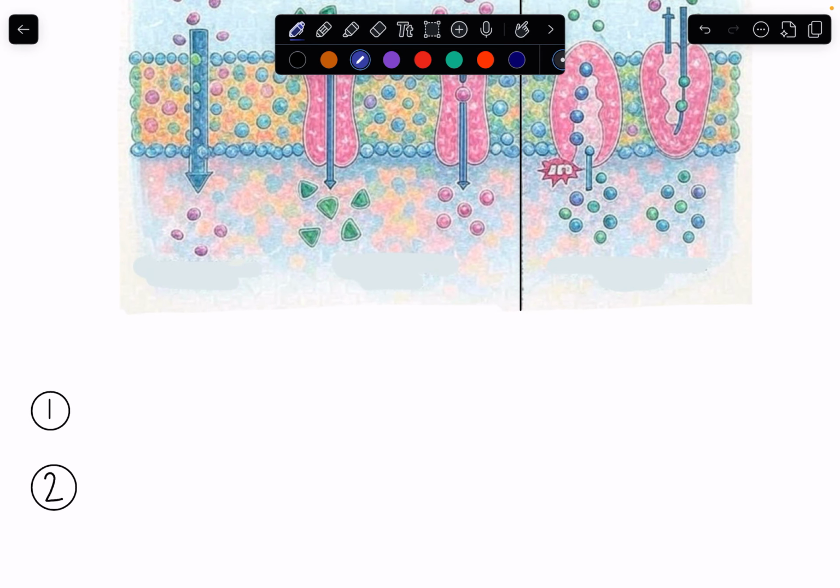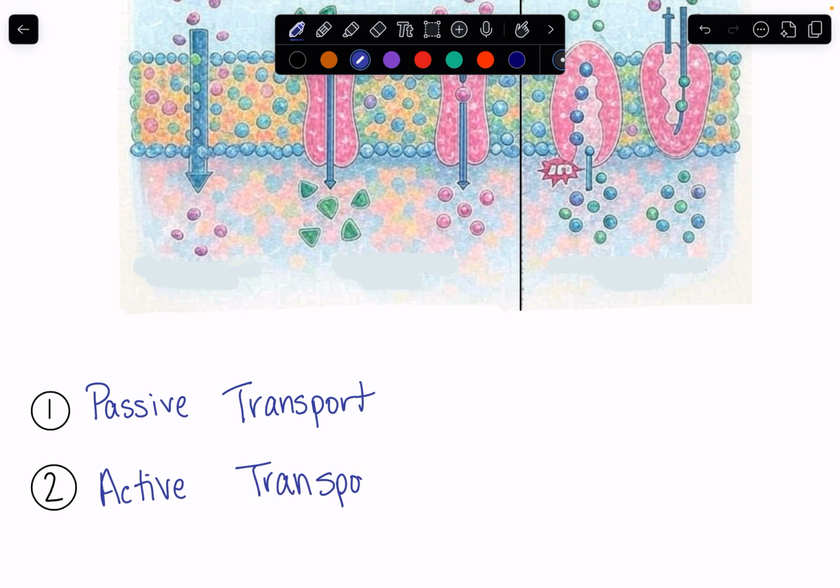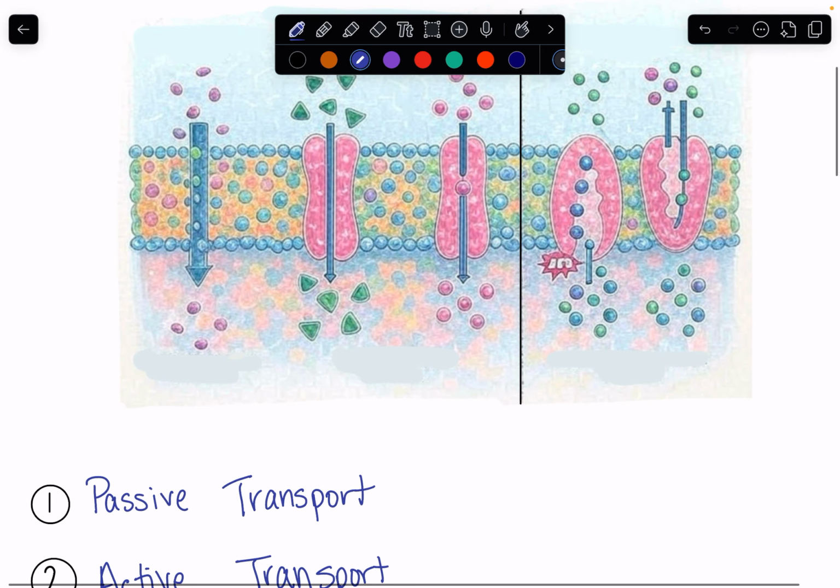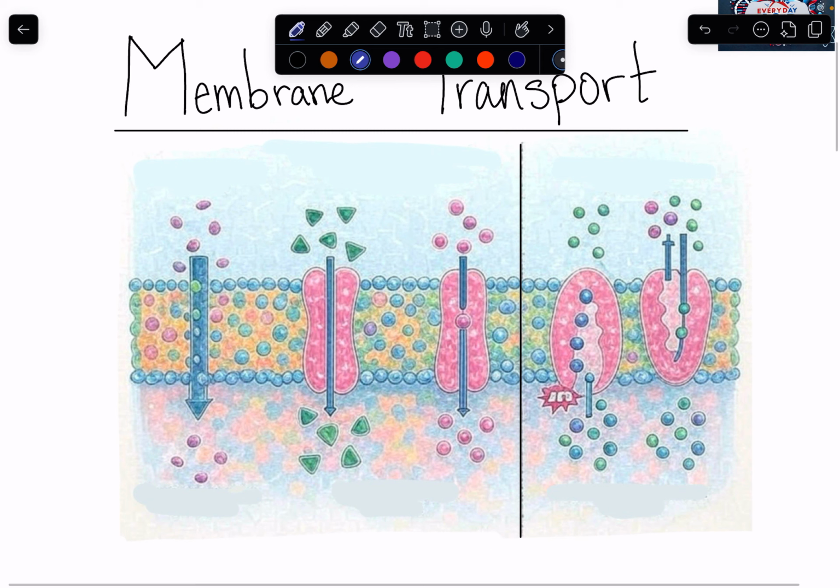Now, to get started, there are two specific categories of membrane transport that we would find. The first is passive transport, and the other is going to be active transport. Now, what is passive transport? What is active transport? What is going on? Well, let's go ahead and dive right into that.